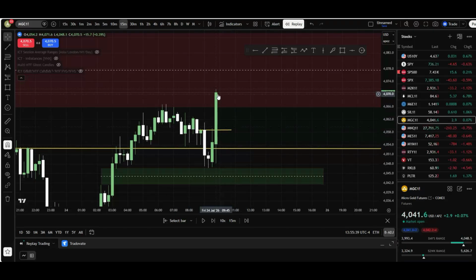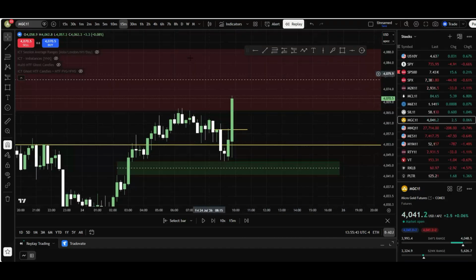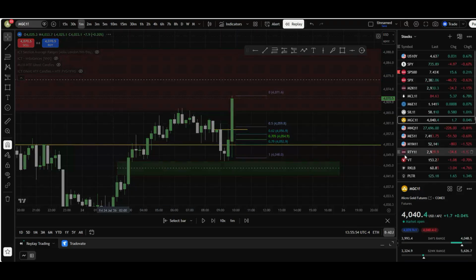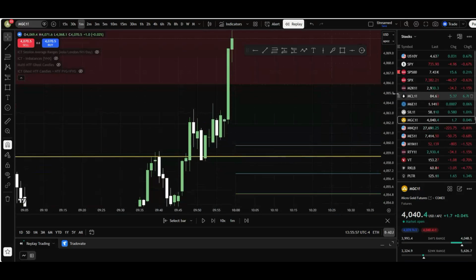Unfortunately, that was this big expansion candle. So we need to wait for a nice retracement. Again, marking out the 50. It also happens to overlap right around where this order block was created. So now let's go down to the minute.